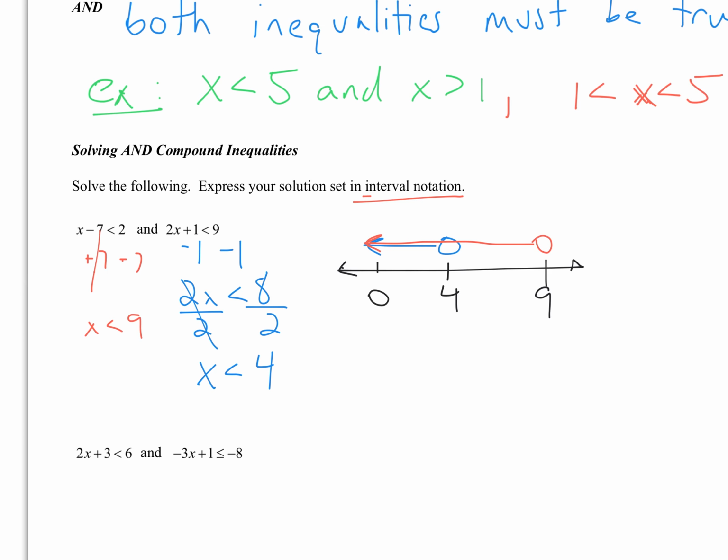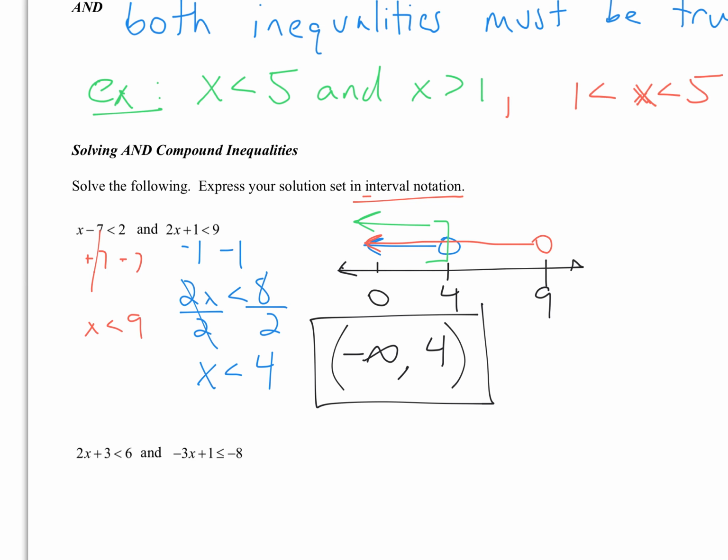So really, our solutions that fit both of them fall anywhere on this side of 4. How do I write that as interval notation? Well, anything less than 4 fits this inequality, so I'm going to say from negative infinity all the way up to 4. Don't include the 4 because it's just less than, and then you always put a parenthesis with the infinity. So here is our solution set in interval notation.